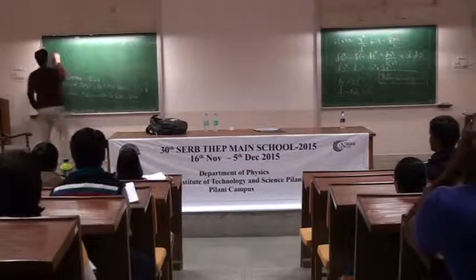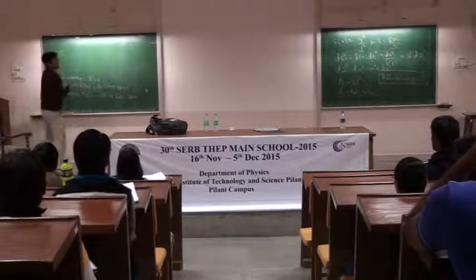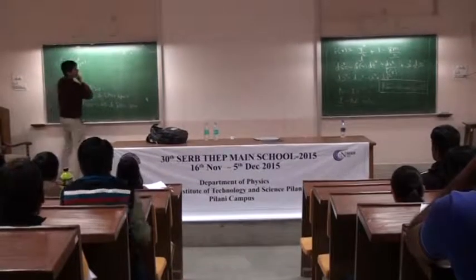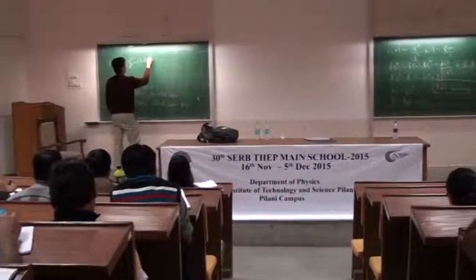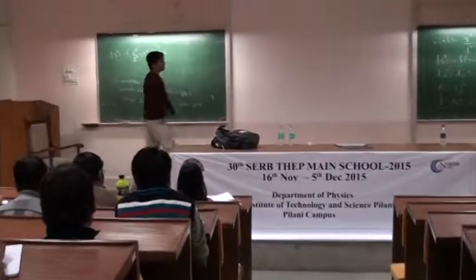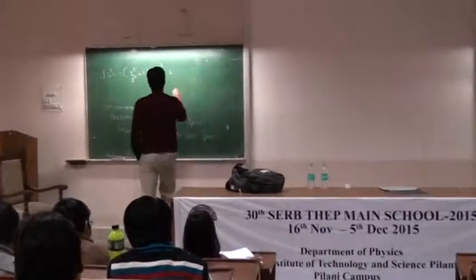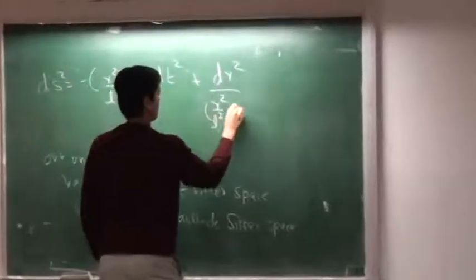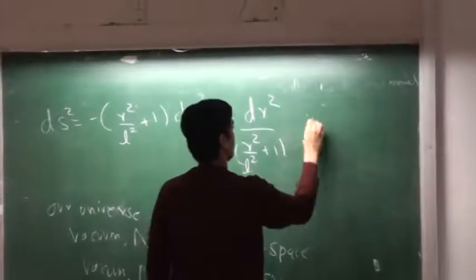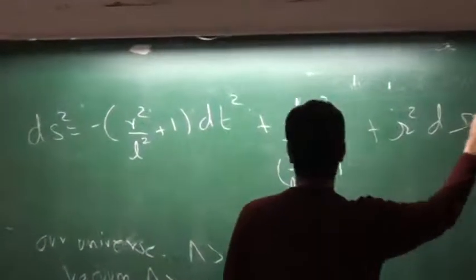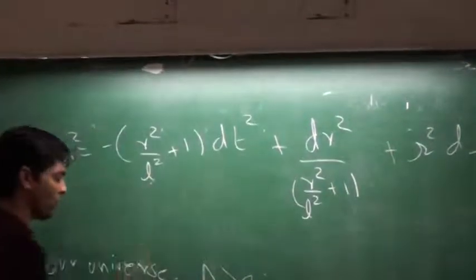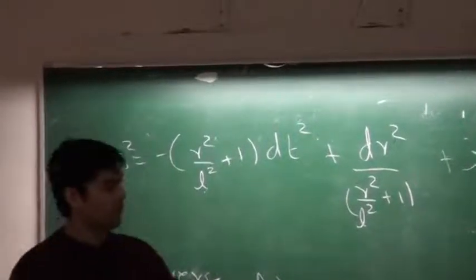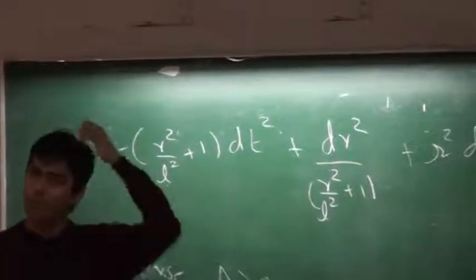If you set m to 0, you get this, the AdS solution. And you can take the solution and ask what is the value of lambda for which it satisfies the equations of motion. It satisfies the equations of motion for lambda equal to minus 3 over l squared.